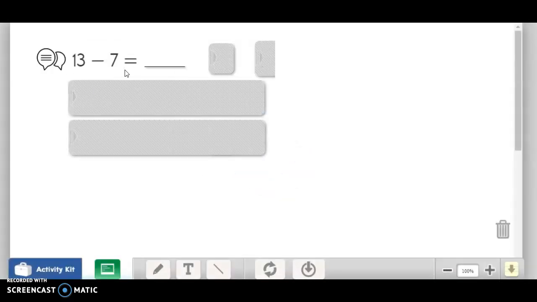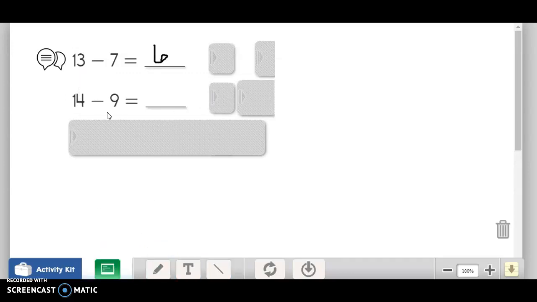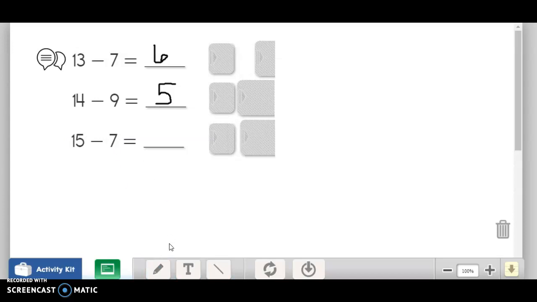Let's do it. 13 minus 7. Well, 14 minus 7, that would be like this. 7 plus 7 is 14, so this would be 1 less. So I'm going to go with 6. 14 minus 9. We're going to go with 5 there, friends. And 15 minus 7. Well, I know that 14 minus 7 is 7, plus 1 would be 8.